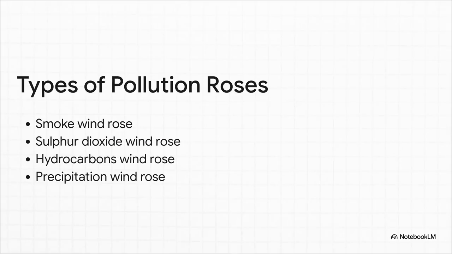And you can get really specific with these. The source material talks about all sorts of custom roses. You can have one for smoke, another for sulfur dioxide, one for hydrocarbons. You can even have a precipitation rose. Each one gives planners an even more detailed picture of what's happening in the atmosphere.